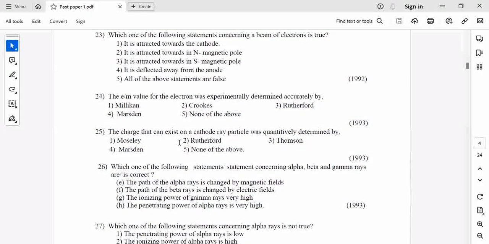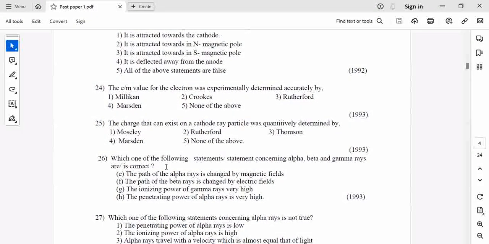24. The e/m value for the electron was experimentally determined accurately by J.J. Thomson, we remember. Then the charge was found by Robert Millikan and the mass by J.J. Thomson. And e/m also by J.J. Thomson. He is not here. Answer is 5.